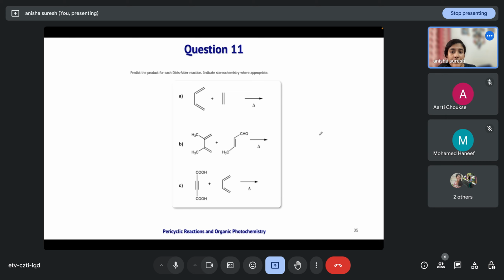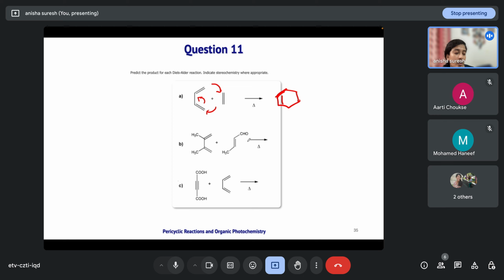Okay, fine. Now coming to the next question. Predict the product of each Diels-Alder reaction. Indicate stereochemistry wherever it is appropriate. So this is a simple Diels-Alder reaction. It will result in the formation of cyclohexene.